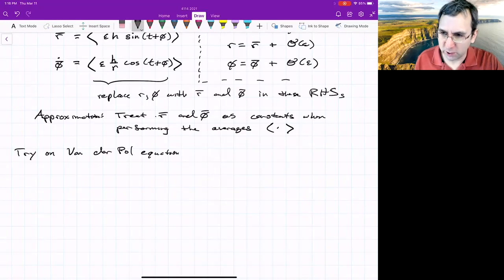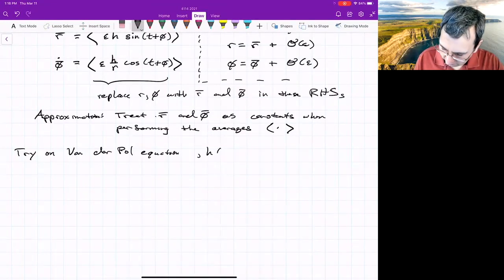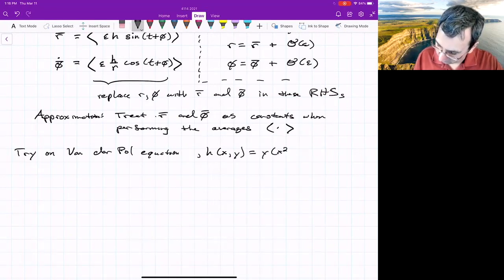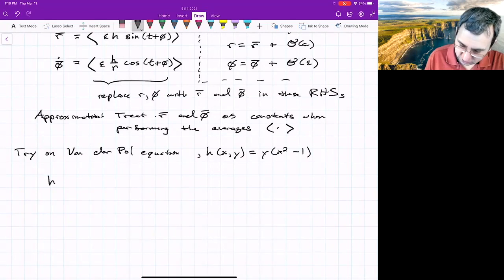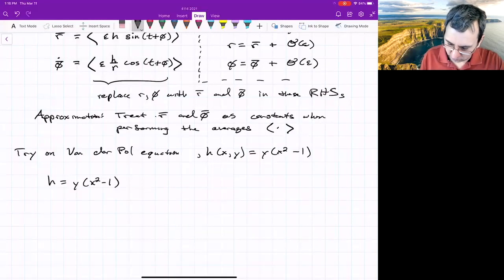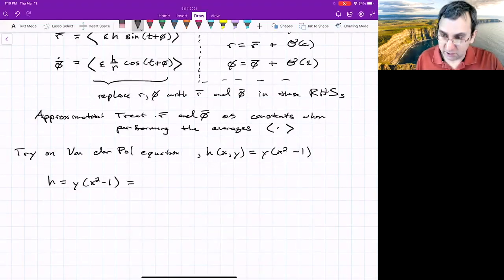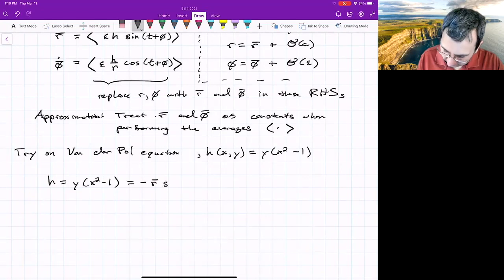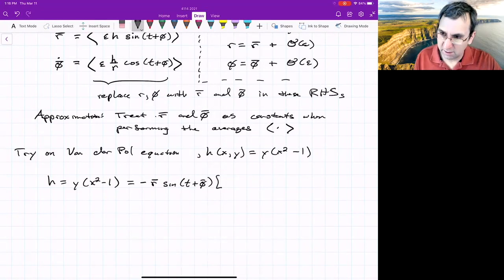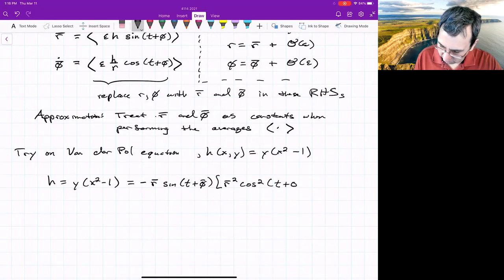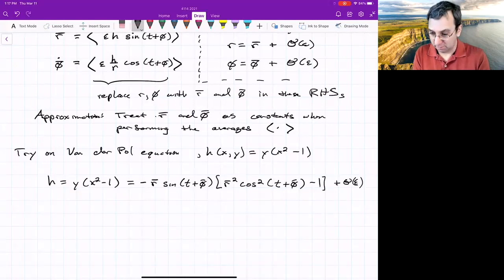So for the van der Pol equation, we've got h of x and y is y times (x squared minus 1). So h is y times (x squared minus 1), and then we substitute in what we have for y and x. We've got negative r bar sine(t plus phi bar) times (r bar squared cosine squared(t plus phi bar) minus 1). And maybe there's some order epsilon correction to that.